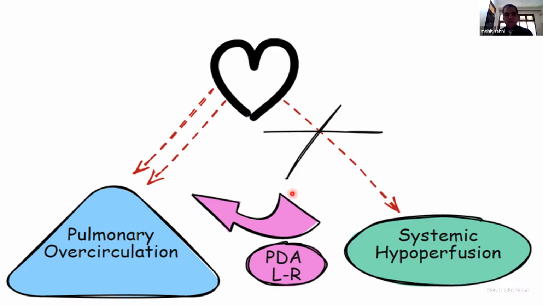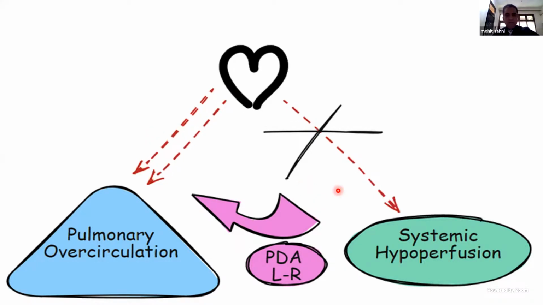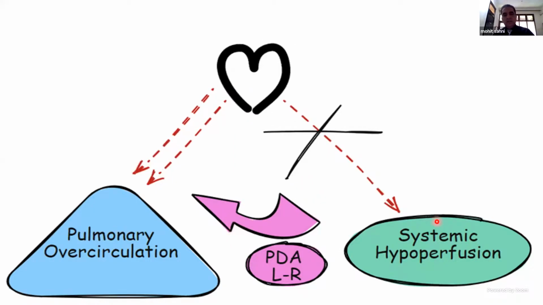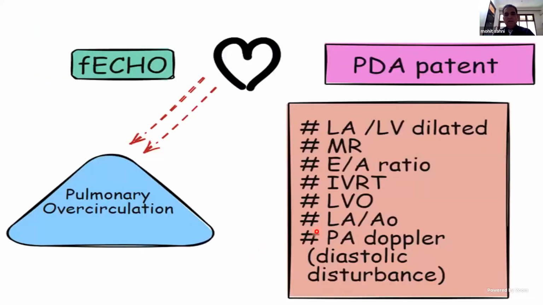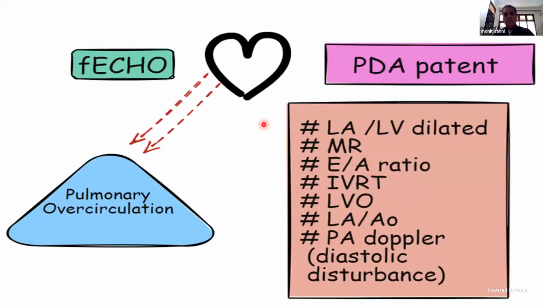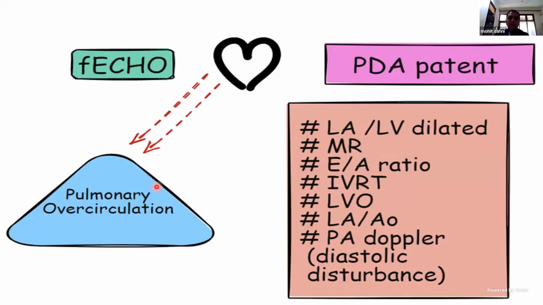This is because of the shunting of blood from the descending aorta to the pulmonary arteries, that is from left to right. Because of this left to right shunting, there is pulmonary overcirculation and systemic hyperperfusion. To say whether the PDA is HSPDA, hemodynamically significant PDA, first we need to know the ductus is patent. Then we check the flow patterns in the ductus. Then we look for parameters that tell us there is organ or systemic hypoperfusion, and parameters that tell us there is pulmonary overcirculation, and hence left-sided volume overload. So now look at the pulmonary overcirculation parameters in the functional echo.